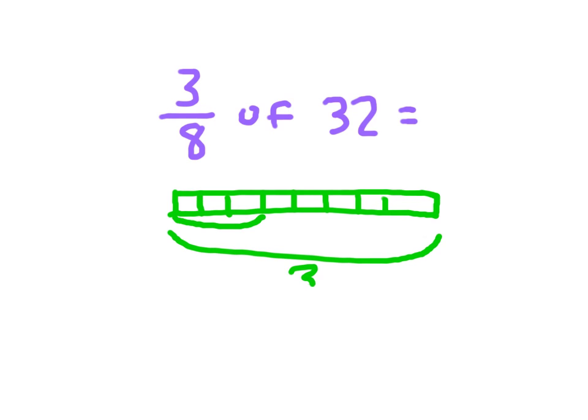So the whole thing is 32. We went 32 divided by 8 equaling 4. So each of those is 4. And then we look at 3 of those 4s. So 3 of those 4s is 12.